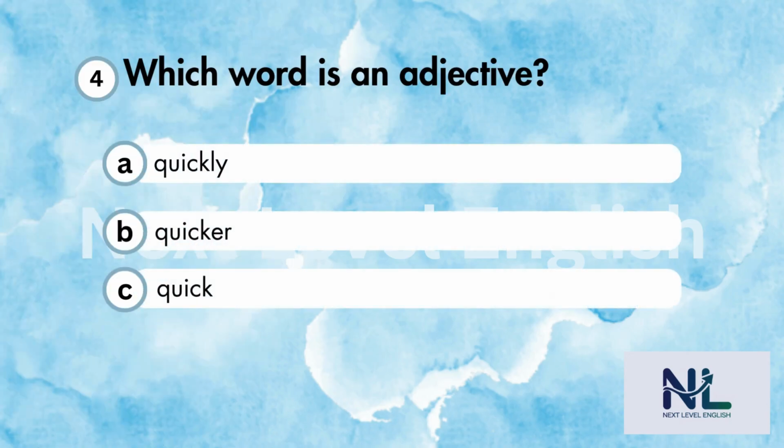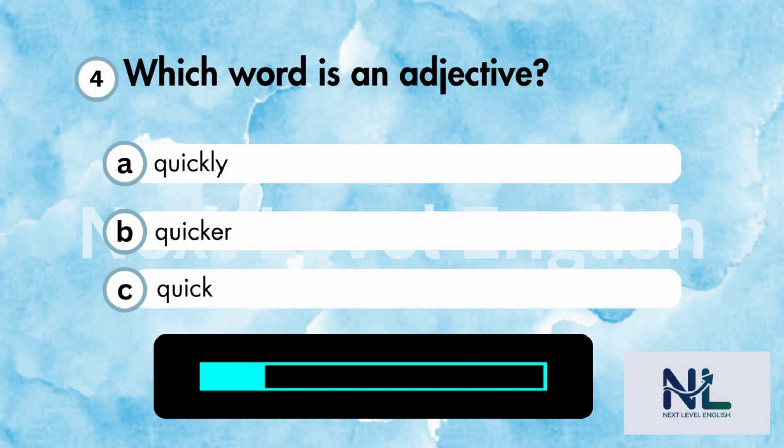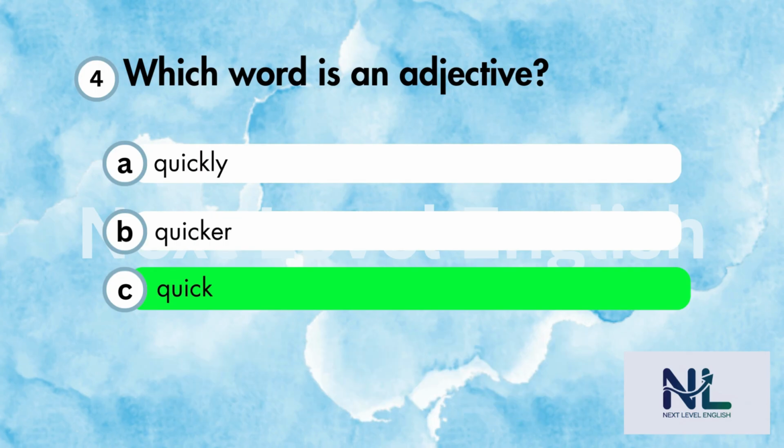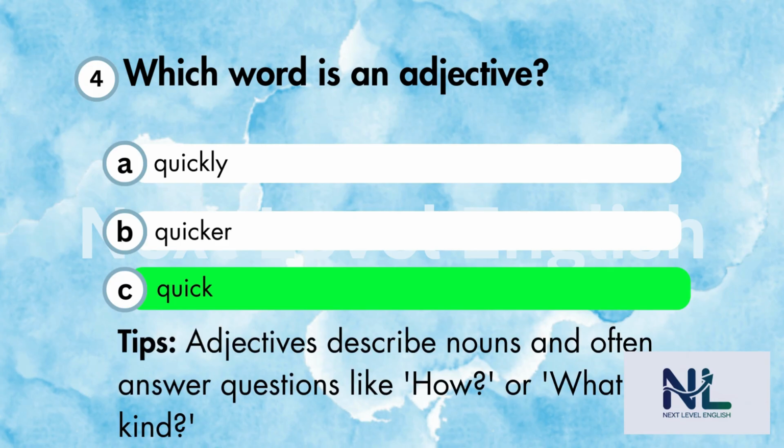4. Which word is an adjective? Quick. Tips: adjectives describe nouns and often answer questions like how or what kind.